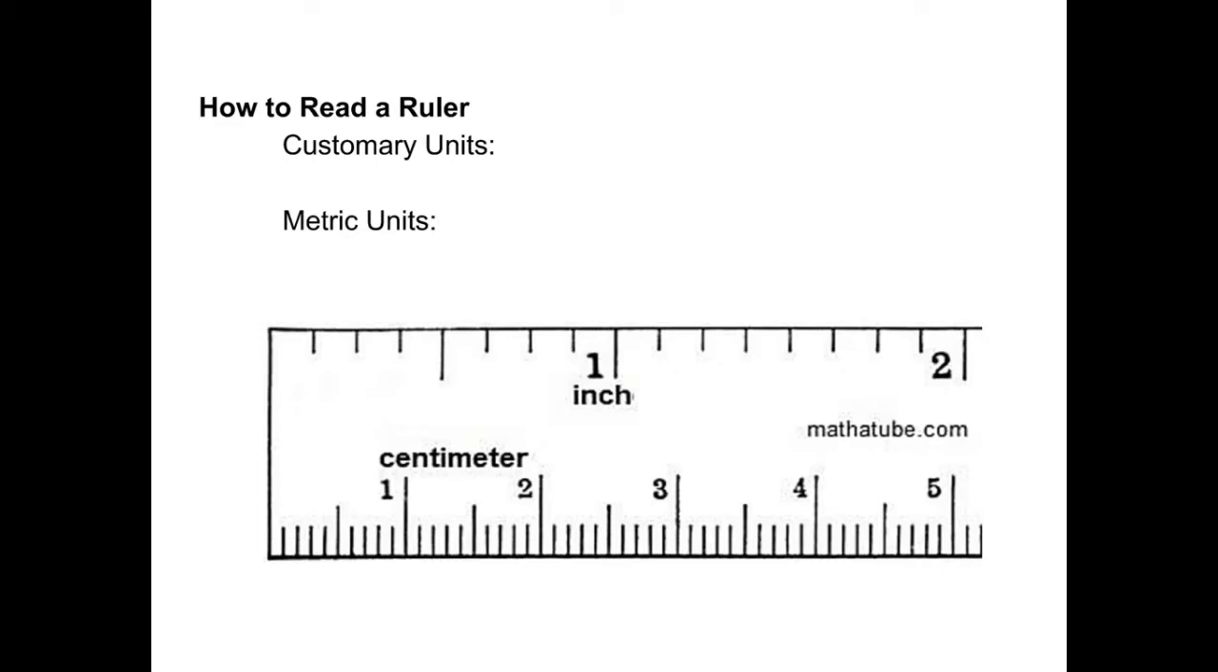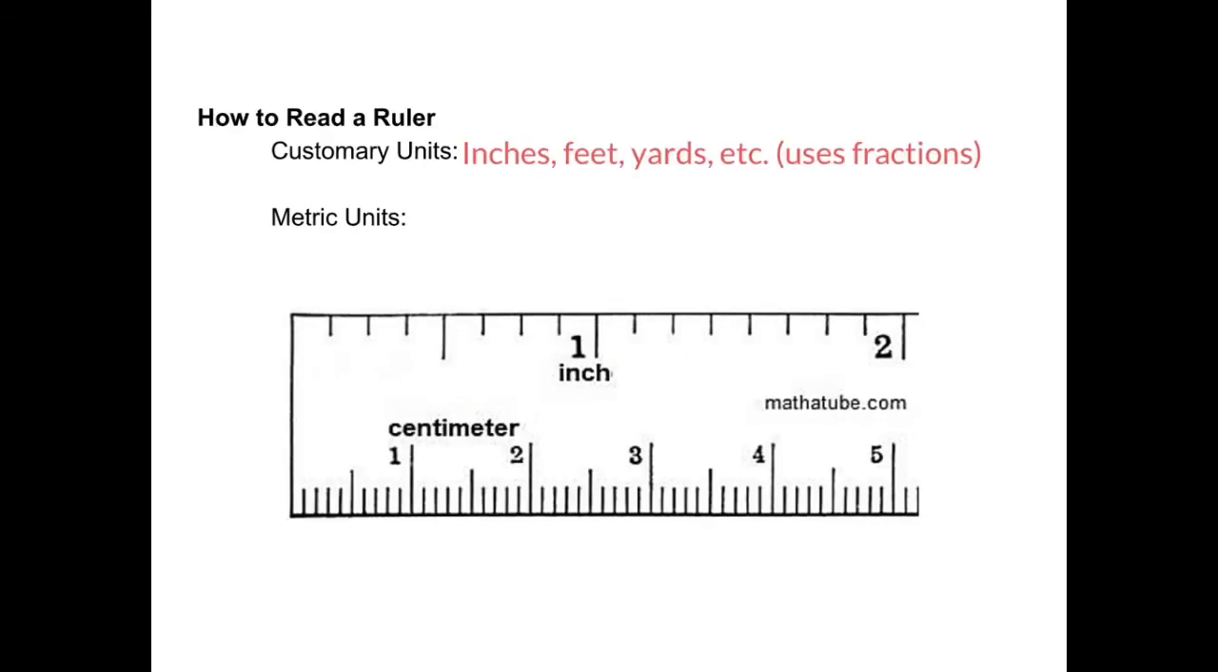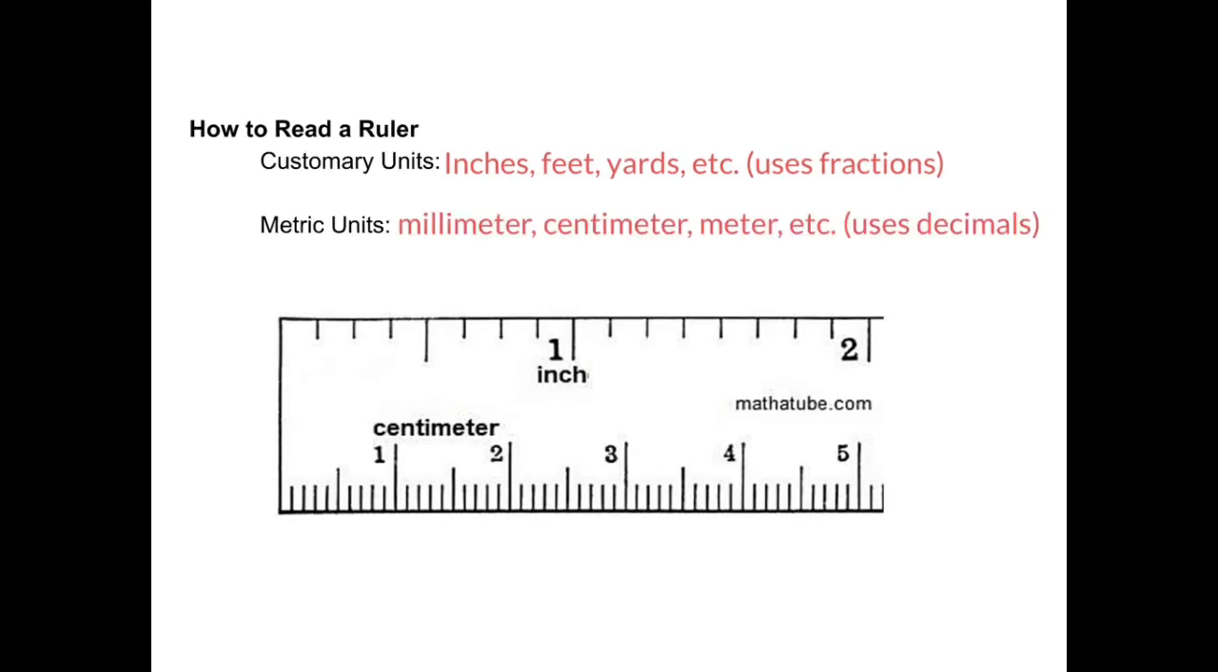When reading a regular ruler, there are customary units and there are metric units. Customary units are what we use here in America. We measure things using inches, feet, yards, etc. The trick with this is that if you ever don't have a whole inch, a whole foot, or a whole yard, for example, then we use fractions to represent those parts.